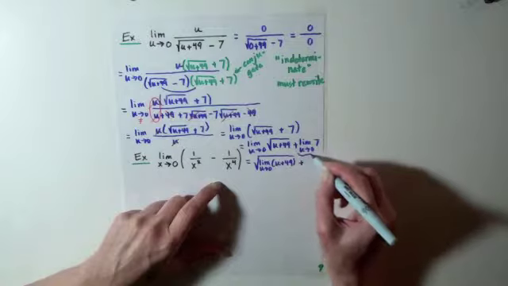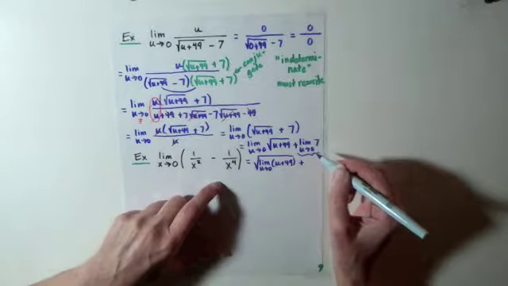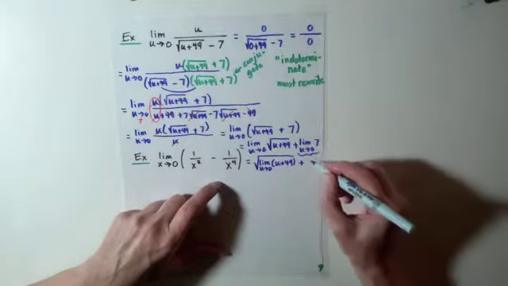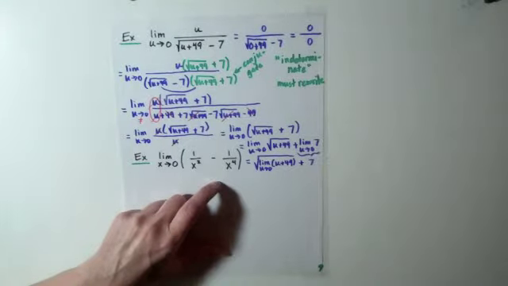And this limit is the limit of a constant. Remember, that was one of our building block limits, and the limit of a constant is just that constant. So the limit as u goes to 0 of 7 is just 7.